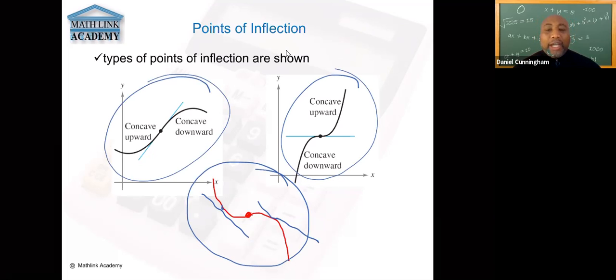You may want to do an exercise. Draw another point of inflection on your own that's different from what I've drawn, where it has a negative slope. That'd be a good example for you to try very quickly.